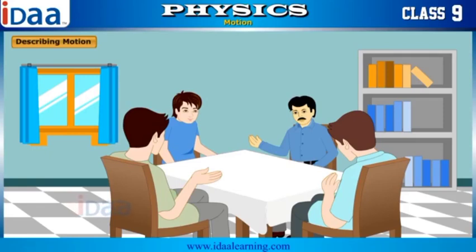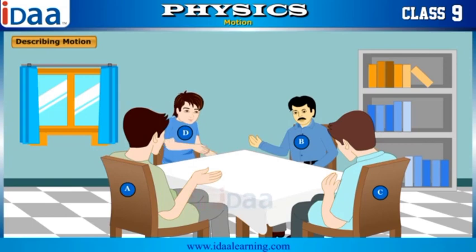Describing motion. Let us look at the following scenario. 4 friends are sitting around a table with one person on each side. Let us call them A, B, C and D. The tablecloth that is placed on the table is white and has no markings.